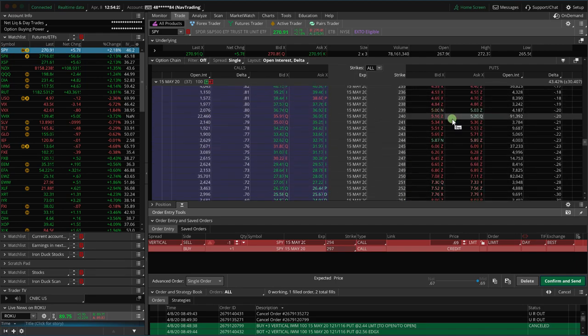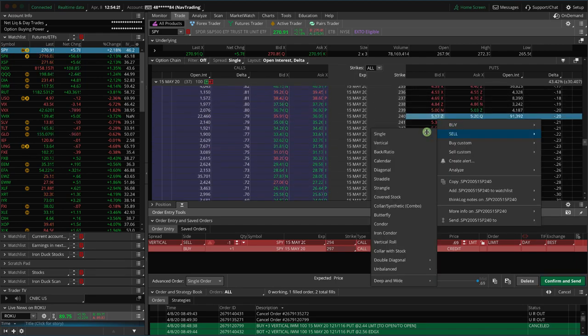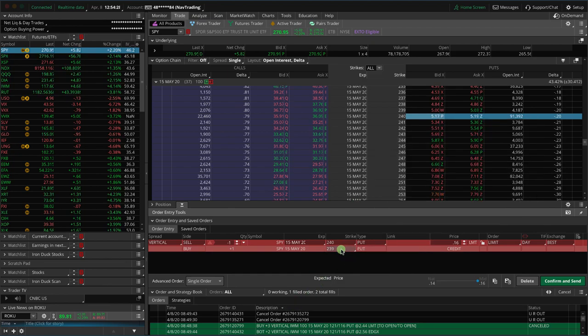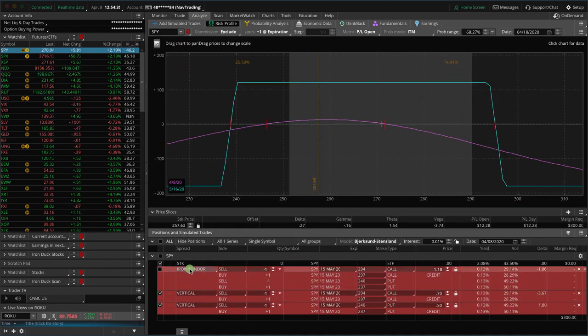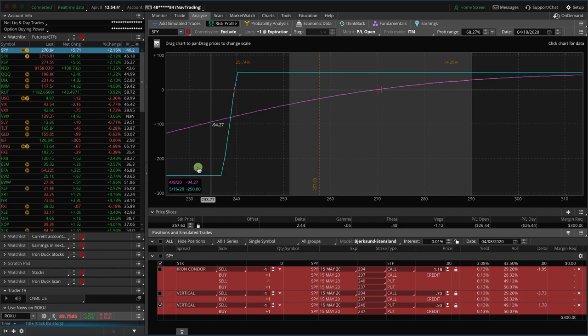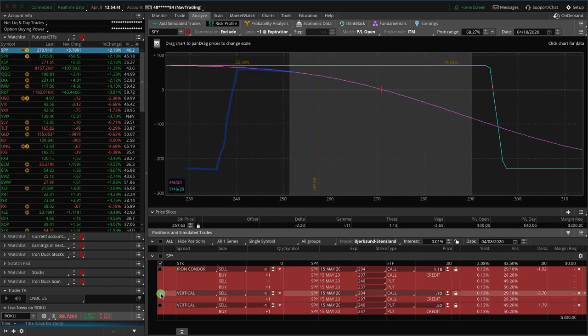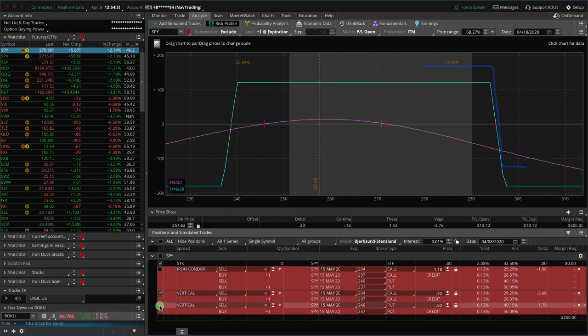So you've got the 20 delta here, which is the 240. We're going to sell the vertical and move that to the 237. Take this over to the Analyze tab. Now, instead of just setting it up as one trade as an iron condor, we've got it set up as two separate vertical spreads. So here is the put side. You can see the put side there. And then if we uncheck that and we check on the call side, now we've got the call side. And both of those together make up the iron condor.